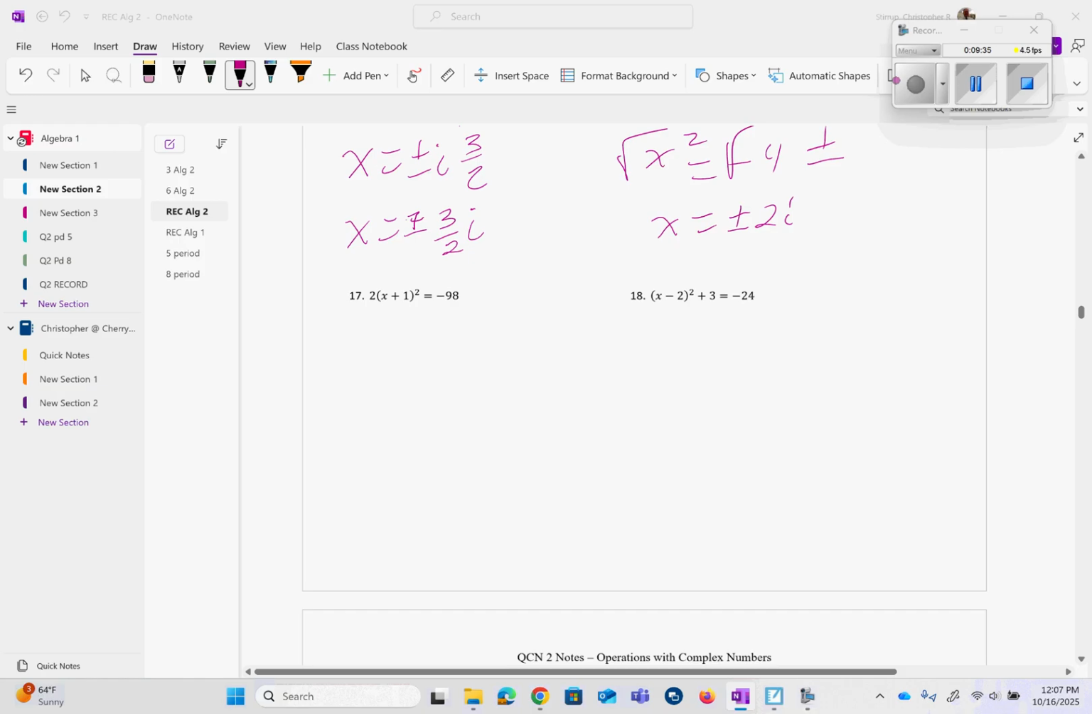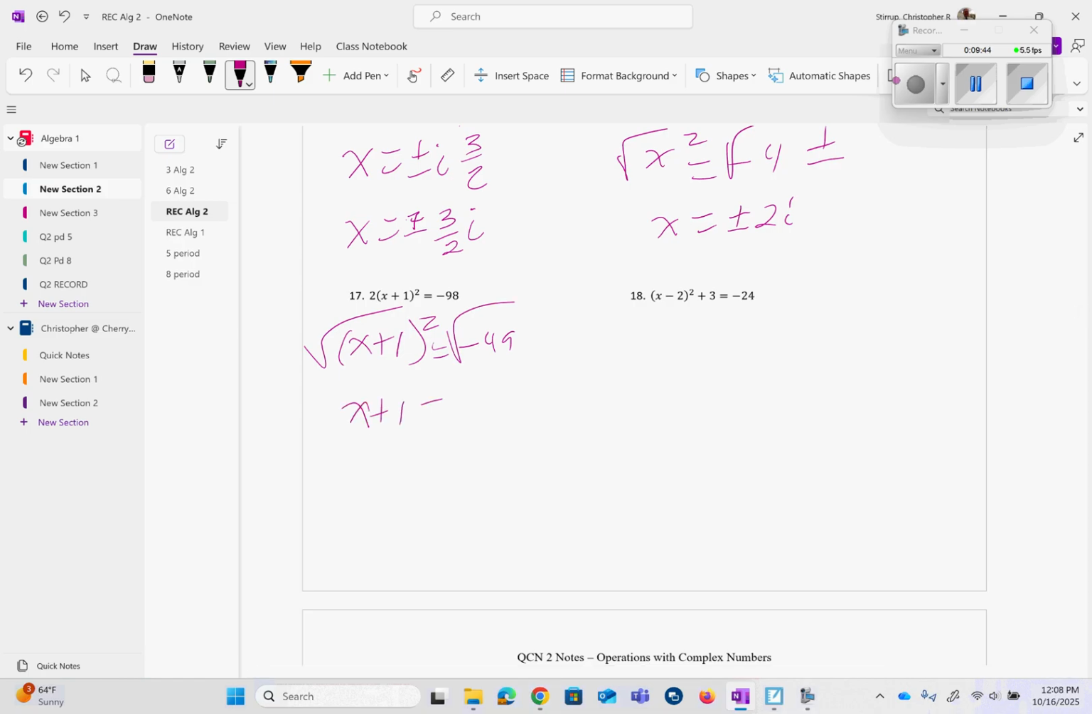Number 17, divide both sides by 2 first. Root. Don't forget the plus minus, 7i. Go ahead and subtract 1, so negative 1 plus or minus 7i. It stays just like that. Number 18, subtract 3 from both sides. Root. Don't forget the plus minus. 27 breaks down to 9 times 3, so this is going to become 3i root 3. Add 2 to both sides.